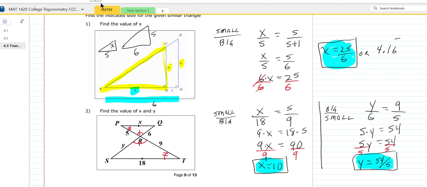Then cross multiplied, solved the equation. And you don't want to get a decimal on these. You want to just get an exact answer. So 25 over 6 is it. You don't need to change that to a decimal because the decimals repeat.